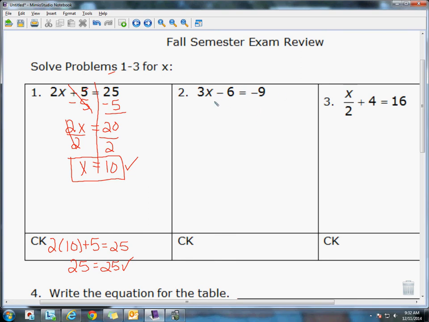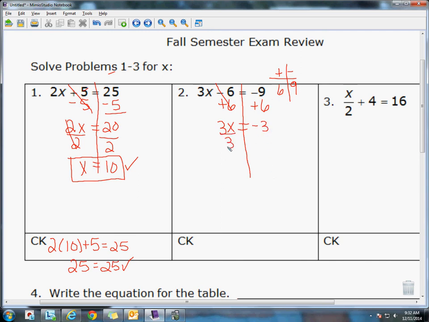Number 2, we have 3x minus 6 is equal to negative 9. So we're going to do a simple two-step problem. Since it says minus 6, we're going to add 6. That's a 0 pair. We have 3x left over. Negative 9 plus 6. If you need to do your scoreboard, you can do your scoreboard. You have 9 negatives, 6 positives. The negatives are winning and they're up by 3 points, so it's a negative 3.